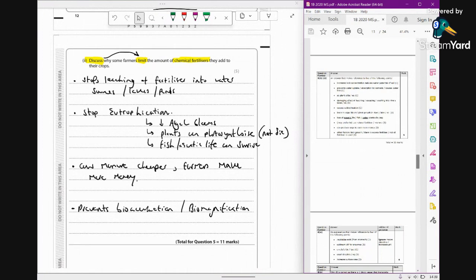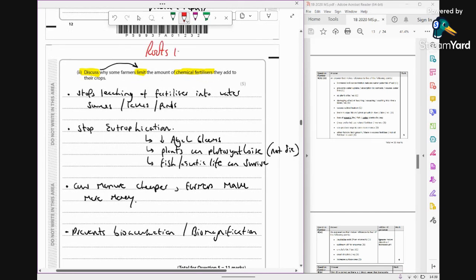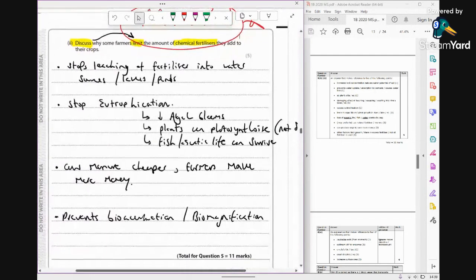Increased soil concentration. Oh, of course it does. Increasing the concentration of chemicals, nitrates and phosphates in the soil will reduce the water potential of the soil. So therefore, less water will be taken by osmosis into the roots. So roots and osmosis. Okay, learning opportunity there. Let's see how many we got though.